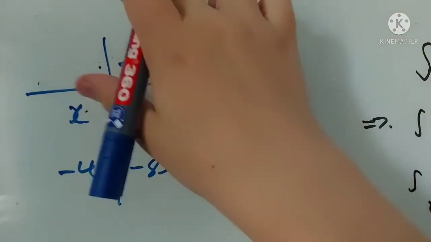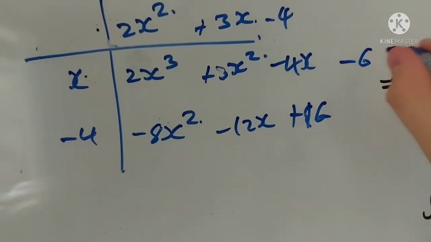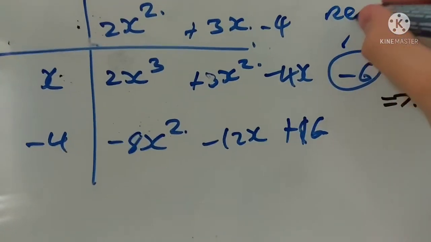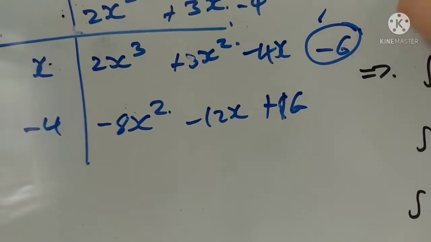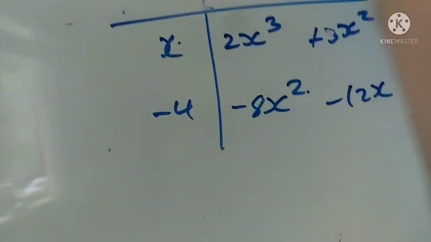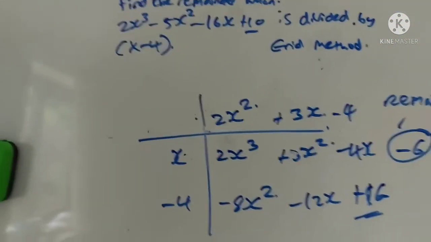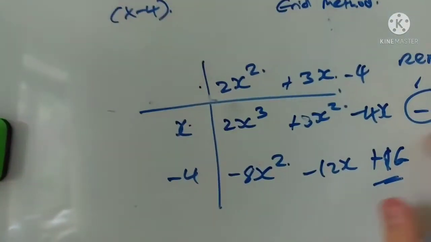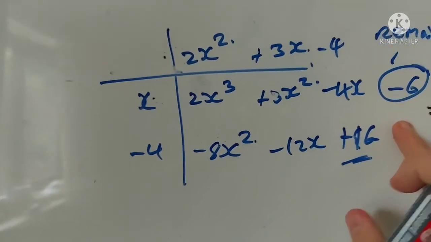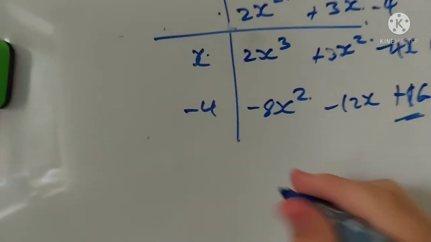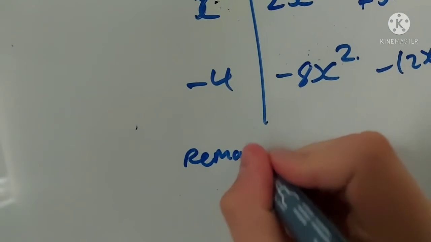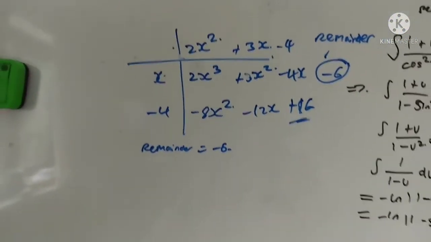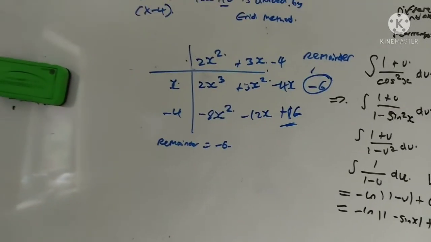I don't want plus 16, I want plus 10. So I'm going to have to take off this minus 6, which is my remainder. As you all know, this bit is not matching this bit up the top of my question. So this bit and this bit don't match. So to get from 16 to 10, I need to take 6 away, which is my remainder. Okay. So remainder is equal to minus 6. I always circle my remainder at the end whenever I do the grid method for polynomial division.